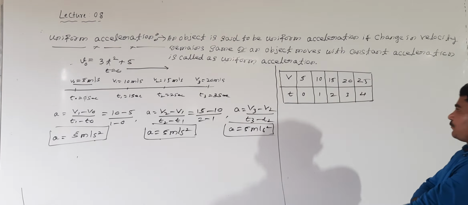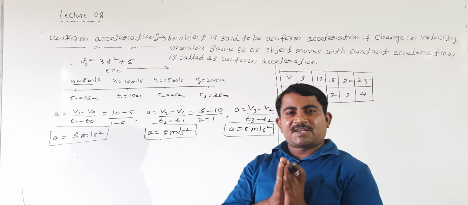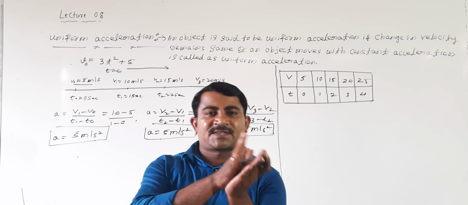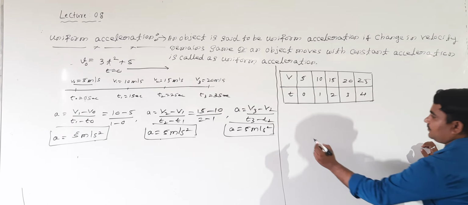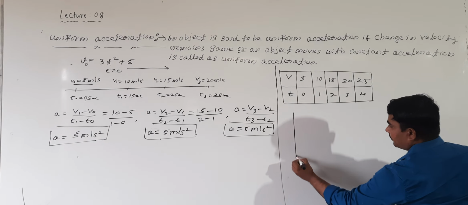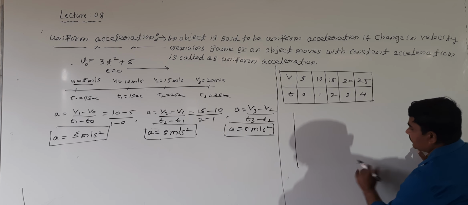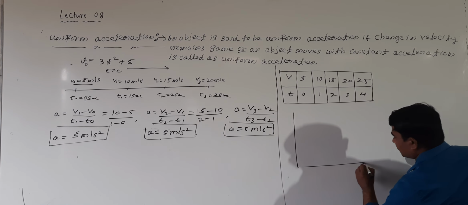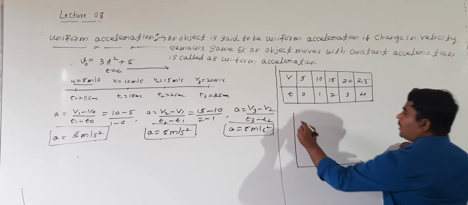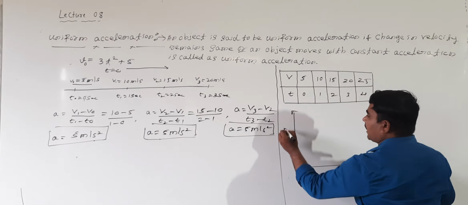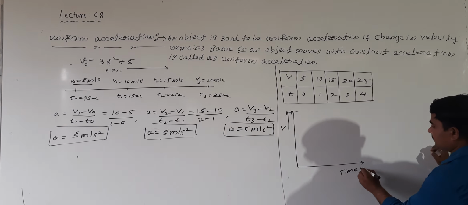Shall I go here? For this I will take the velocity time graph. Velocity time graph means along the x-axis I will take the time, along the y-axis we will take the velocity. Look at it. Along the x-axis I will take the time. Right. Along the y-axis, what will I take? I will take the velocity.